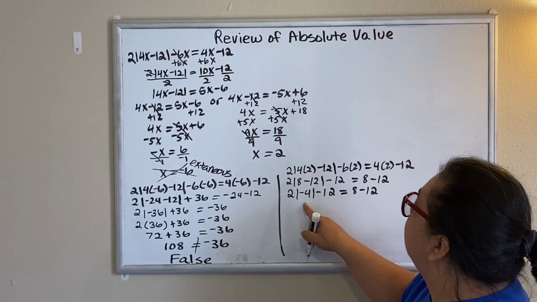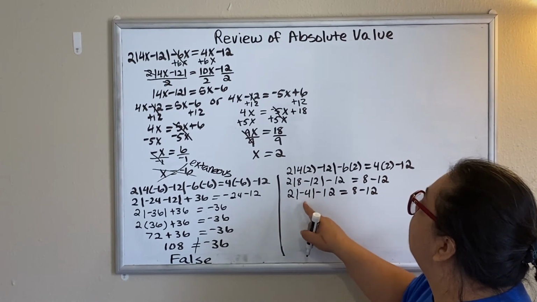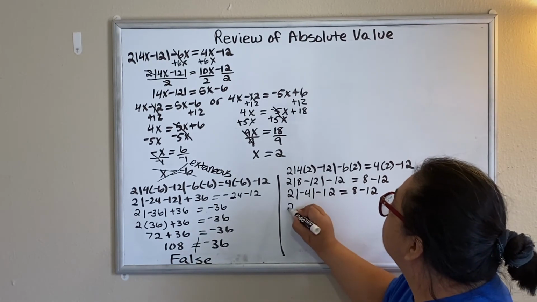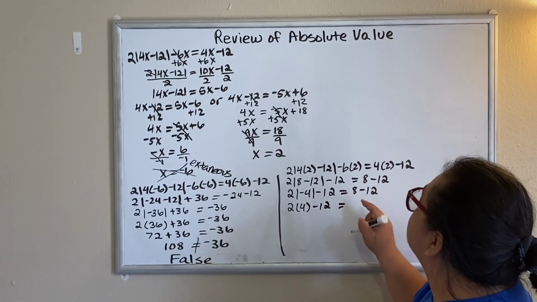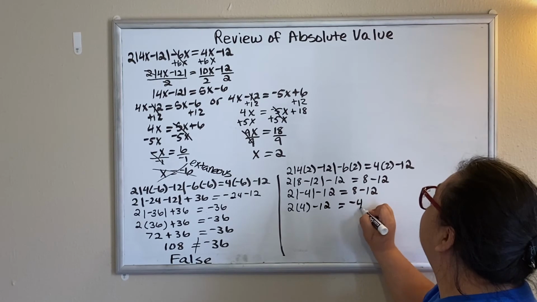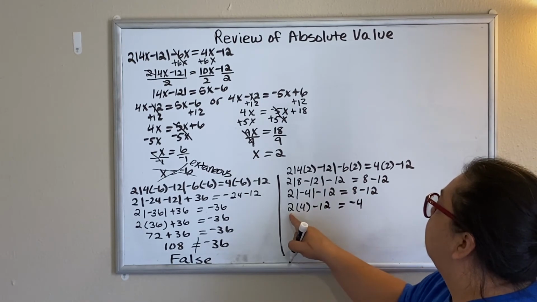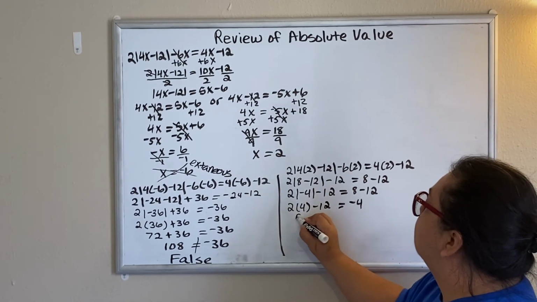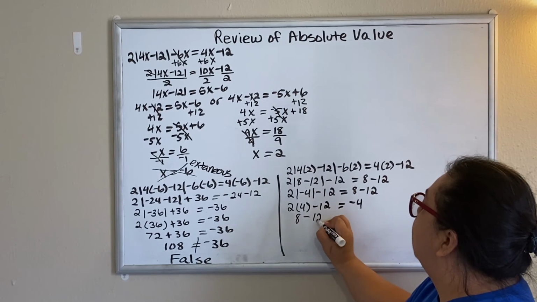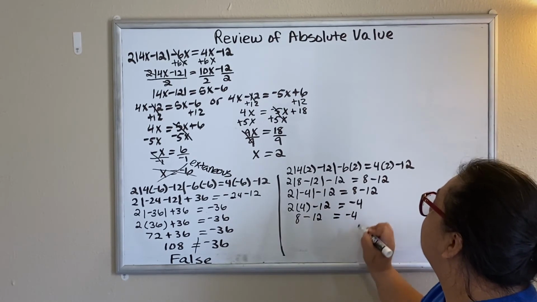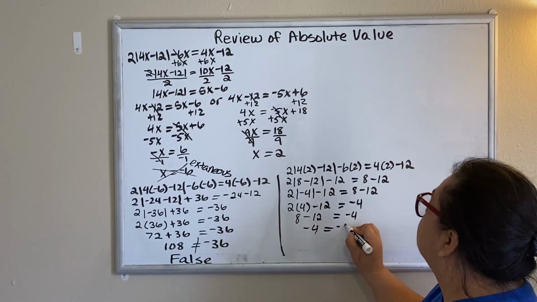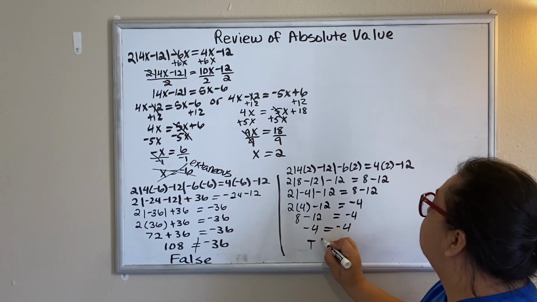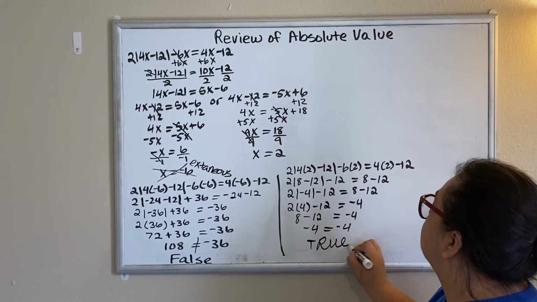2 times the absolute value of negative 4 minus 12. The absolute value of negative 4 is just 4. So this is 2 times 4 minus 12 equals 8 minus 12 is a negative 4. So now back at the beginning, 2 times 4 is 8. Minus 12 equals negative 4. 8 minus 12 is negative 4, which equals negative 4, which is true.